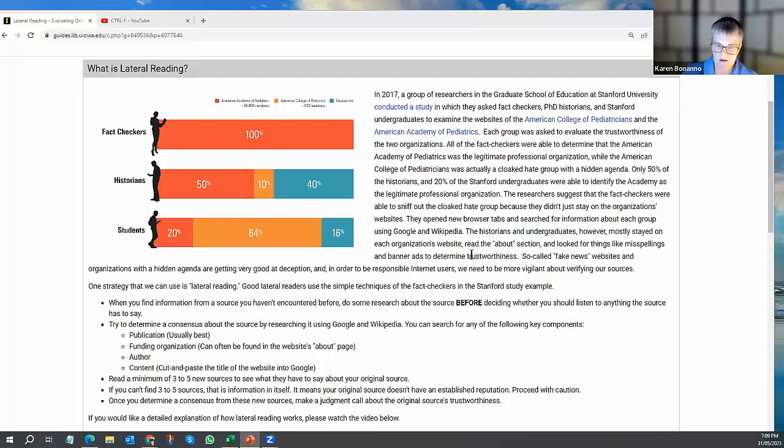Now, if we think about it, if we go to a website and we go to the about section, these people who publish these sites aren't exactly going to tell us that they're fake or that they're sending you misinformation. They're going to paint a picture that they're quite credible. So we have to use a different technique to be able to find out what the original source is. The fact checkers actually opened a new tab and searched for information about each group using Google or Wikipedia.